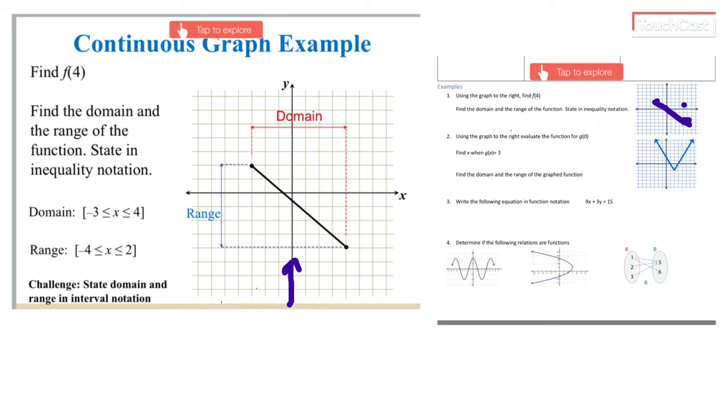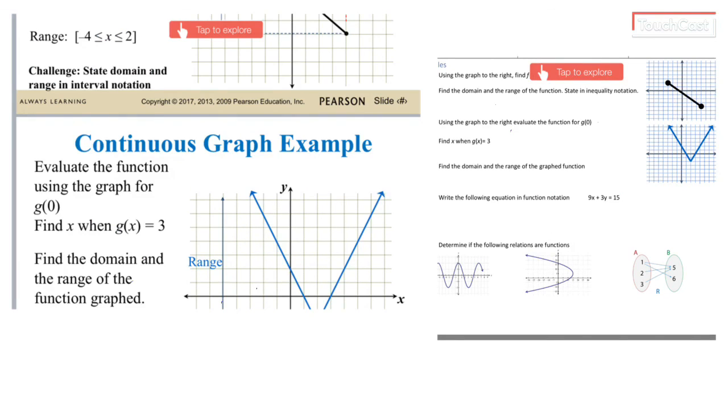So you should have gotten -4 is less than or equal to y, which is less than or equal to 2. If you wanted to write it in interval notation, you would simply write -4, which is included, comma 2, which is included. So we're going all the way from y values of -4 all the way up to 2, and then we stop, but it's included.